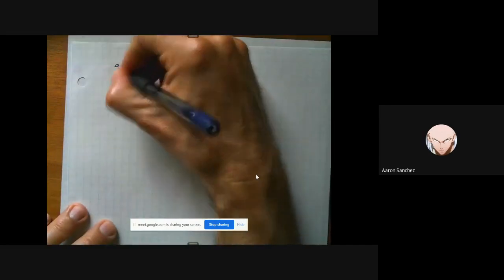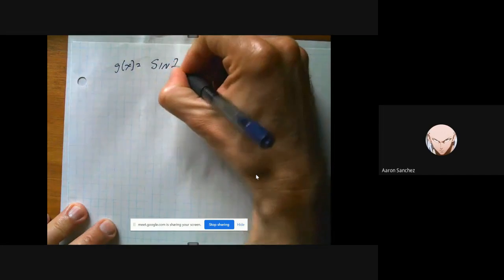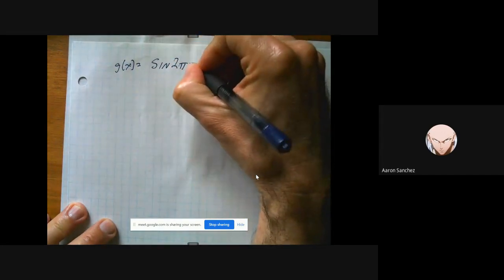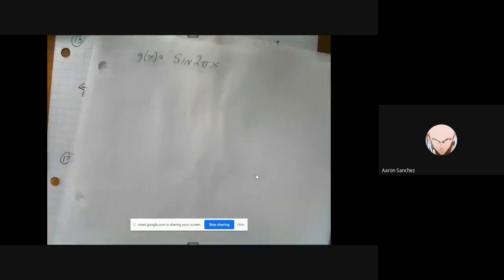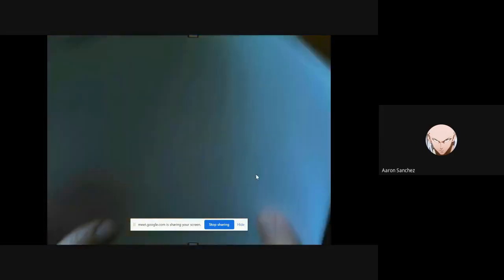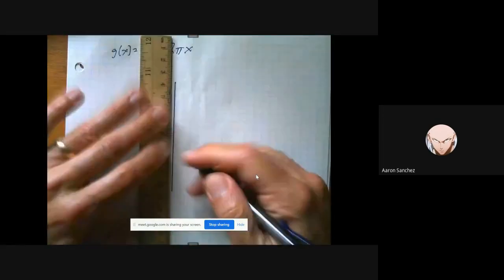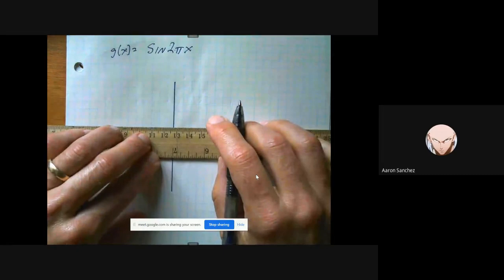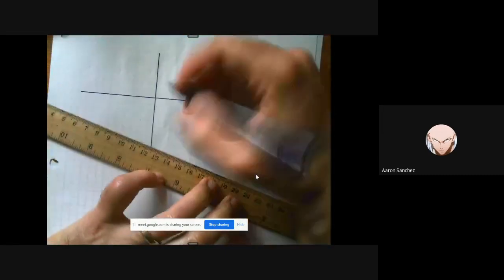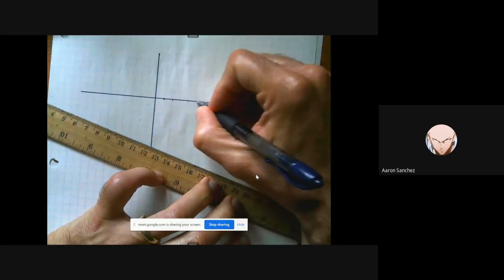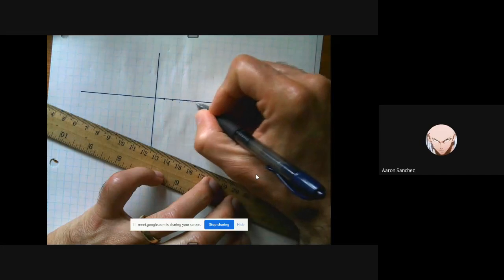We have g of x equals sine 2 pi x. And let's redraw. Sorry. Bear with me here for a second. We want to go 8 over. You just want to find a midpoint, but I'm going to go 8 over. 1, 2, 3, 4, 5, 6, 7, 8. Is that right?